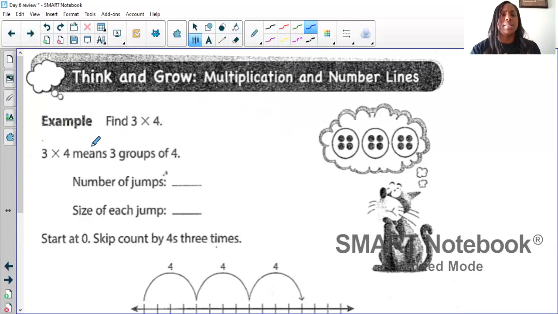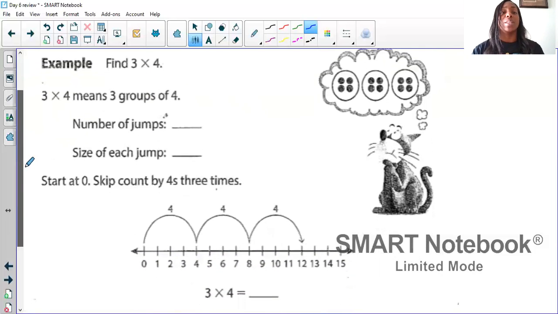So let's take a look at our example. These numbers look kind of familiar. We just did 4 times 3, but now we're looking at 3 times 4. So we need to find 3 times 4. So it shows us right here that 3 times 4 means 3 groups of 4. Wait a minute, we just did that, didn't we? 3 groups of 4, that's right. So the number of jumps and the size of each jump. So we're going to start at 0 and skip count by 4s 3 times.